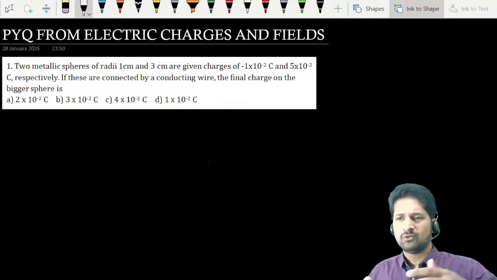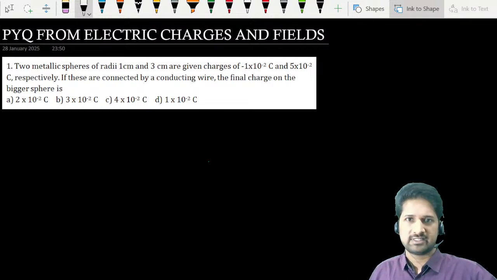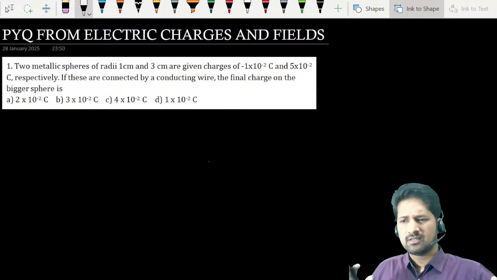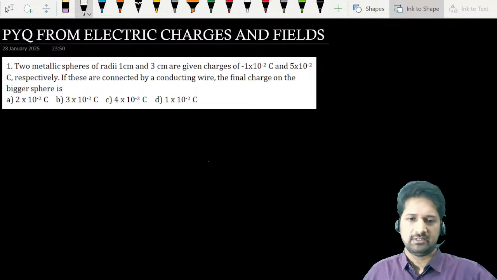So what we'll be doing is we'll first read the question, look at the options, and try to recollect the concept on which the question is based. We'll discuss a little bit about the concept and then apply it to this question. Okay. So let's begin.